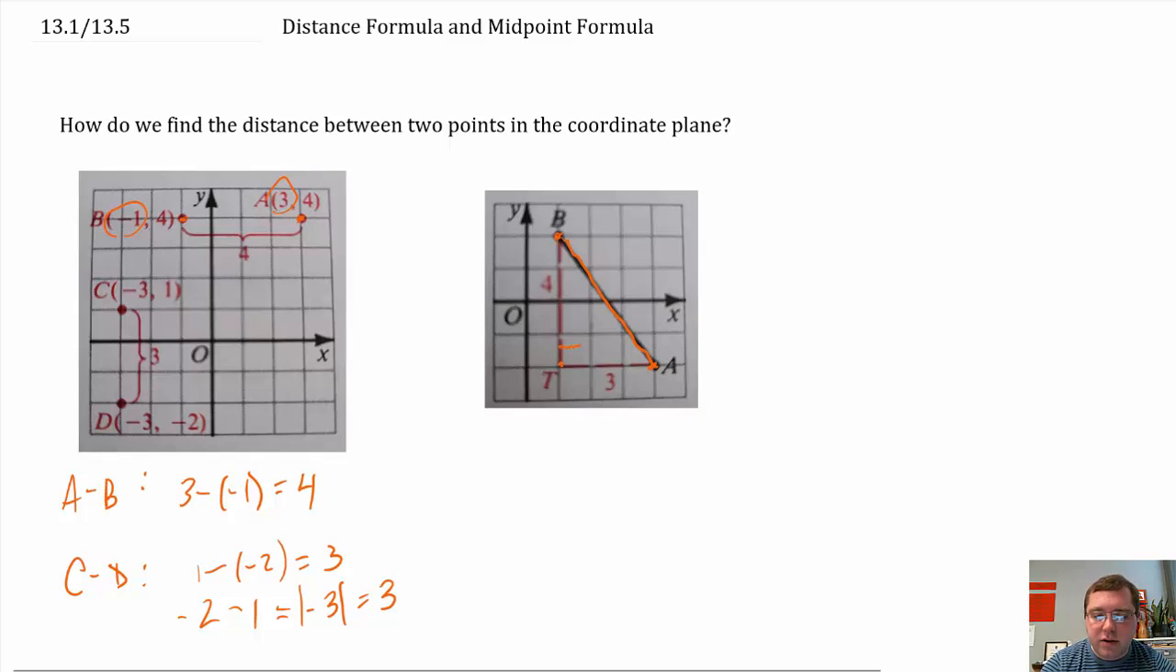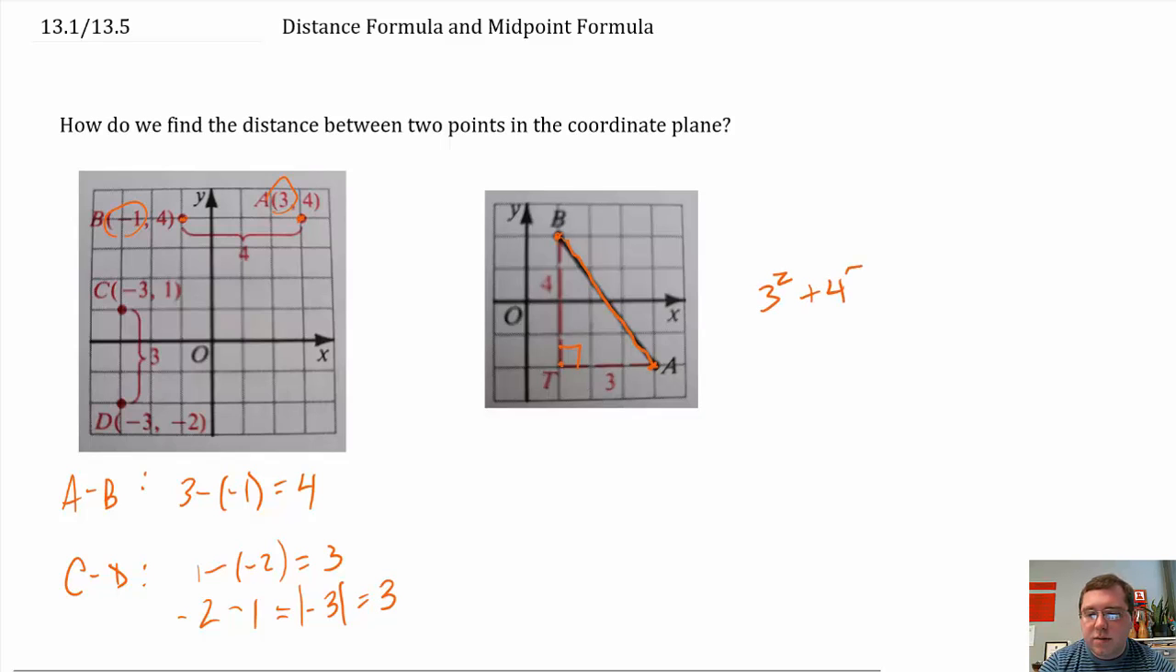Then we have a right triangle, and we know 2 of the sides. We can count how far we go over from A. We go 3. We can count how far we go down from B. We go 4. And so what can we use on a right triangle to find the length of the hypotenuse when we know both of the legs? It's not a 30, 60, 90 triangle. It's not a 45, 45, 90 triangle, but it is a right triangle. And so the Pythagorean theorem works.